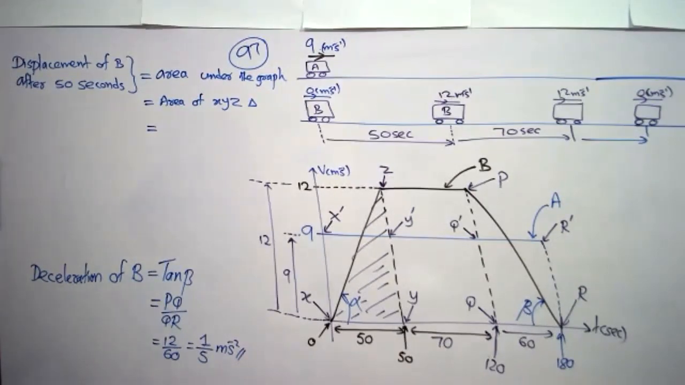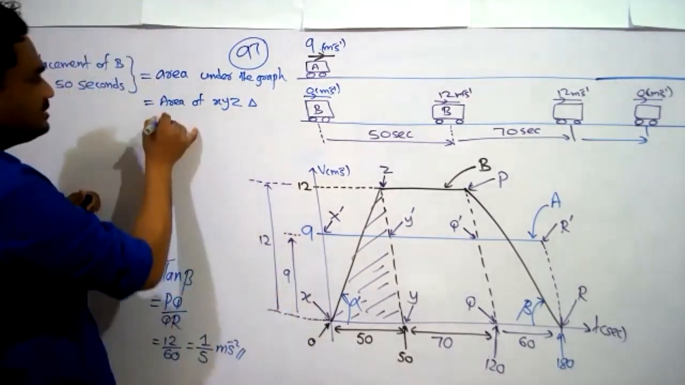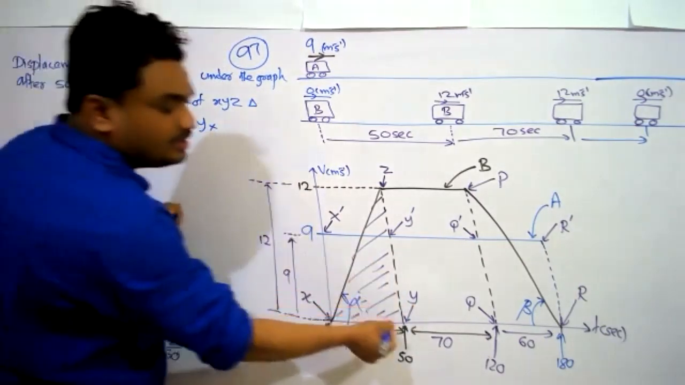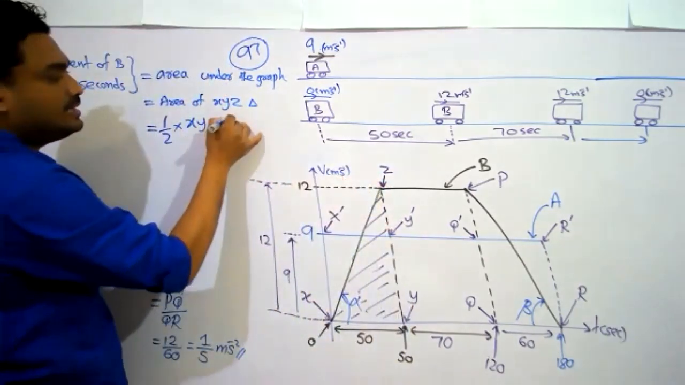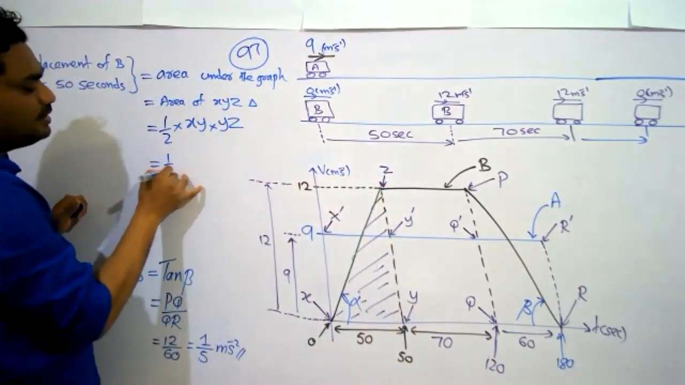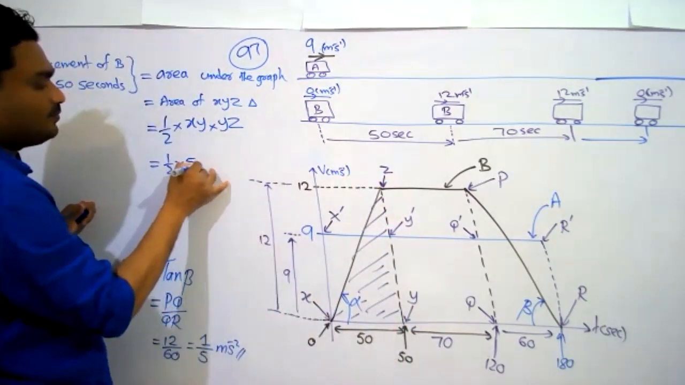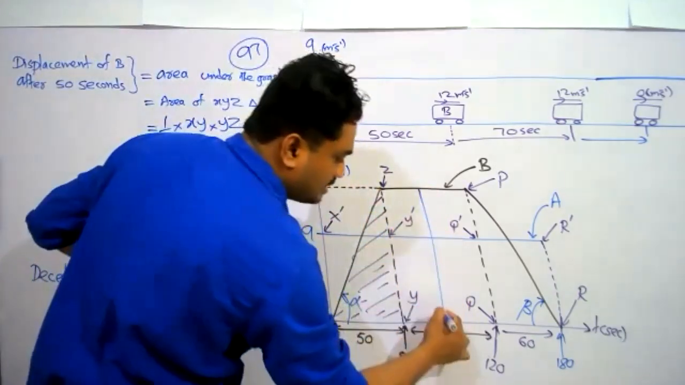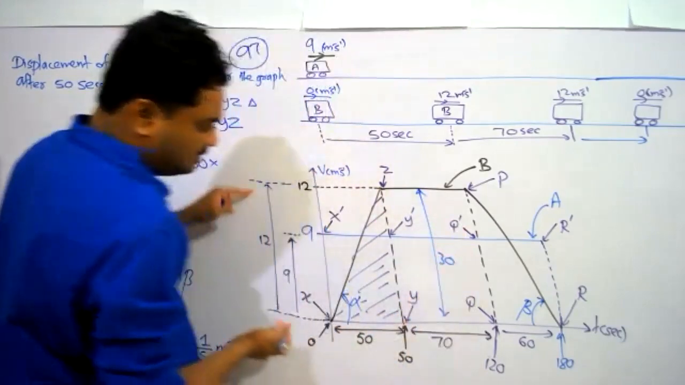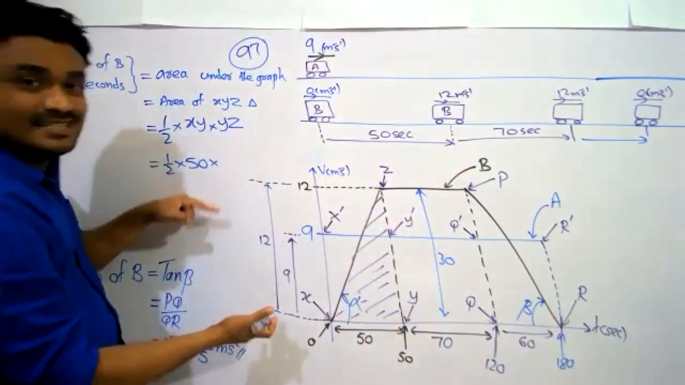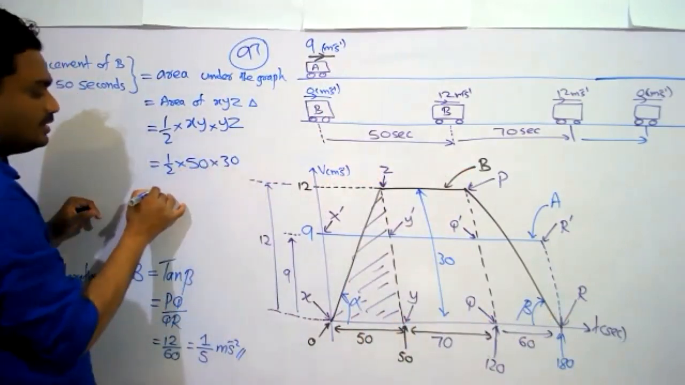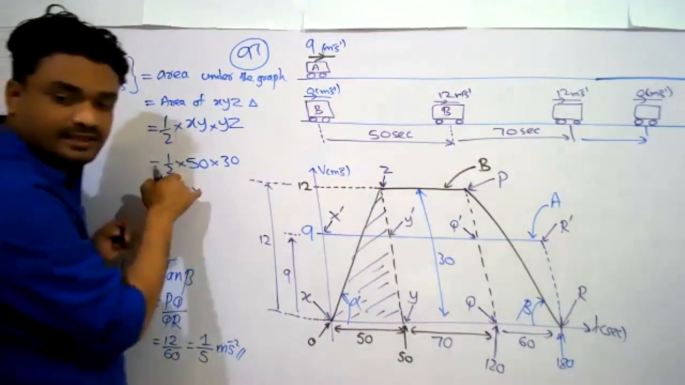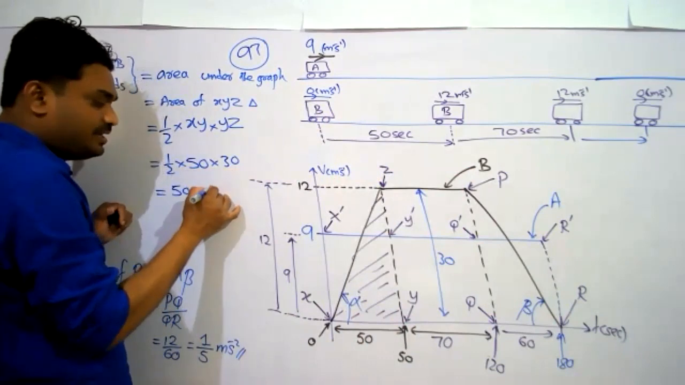Right, so area of XYZ triangle, the area for a triangle is half into base, that is XY, into perpendicular height, that is YZ. So half into XY, that is 50. YZ is 30, you see, this height is 30, you must be able to recognize it. Always this gap between these two lines is 30. So it's very simple. This is 50. 30 divided by 2 is 15.